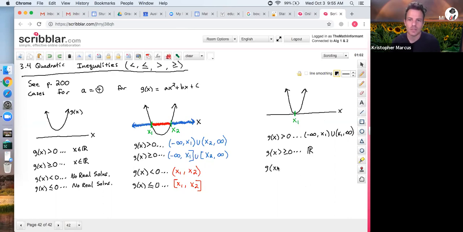Where will it get weird? Less than 0. Where is the height less than 0, strictly less? This has no real solutions. Kind of a weird case. None of the heights are ever lower than the x-axis.